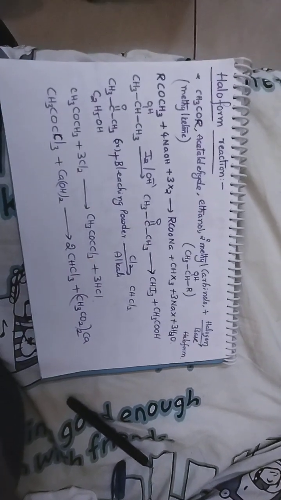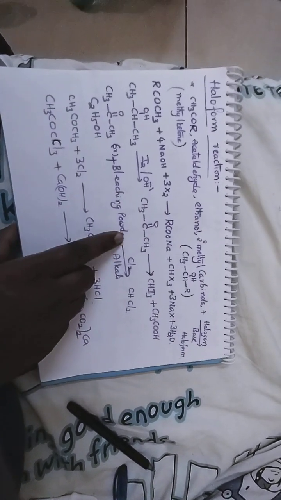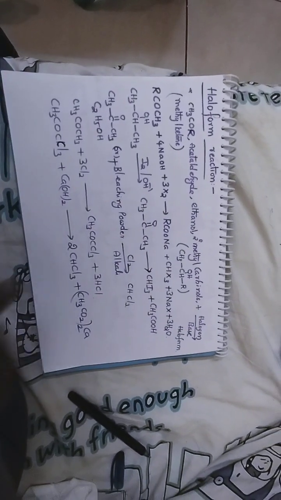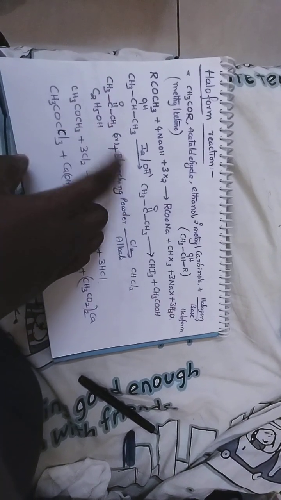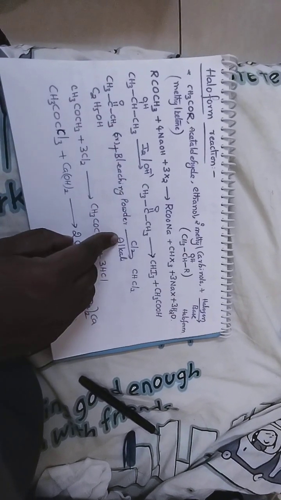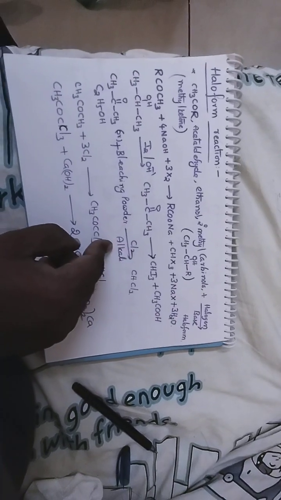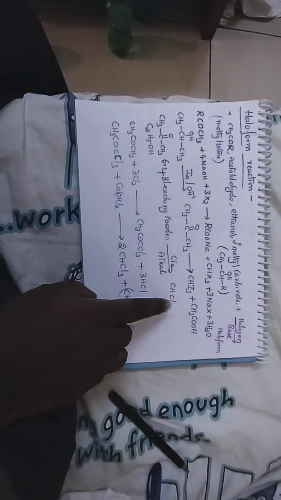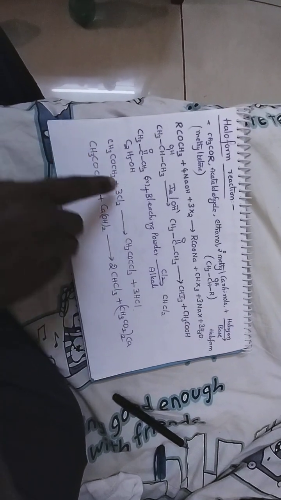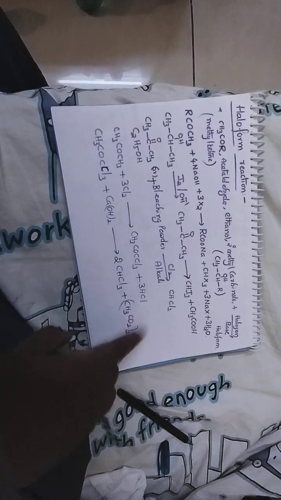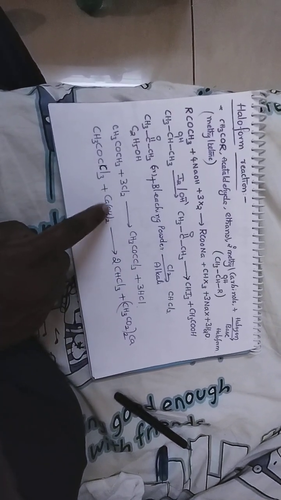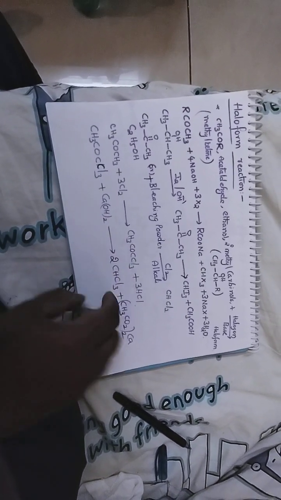Next, this acetone and ethyl alcohol, if you treat with bleaching powder, chlorine and alkali, we can also prepare this chloroform. This acetone, when treated with chlorine, will form trichloroacetone. Then again, if you treat it with calcium hydroxide, you will get chloroform.